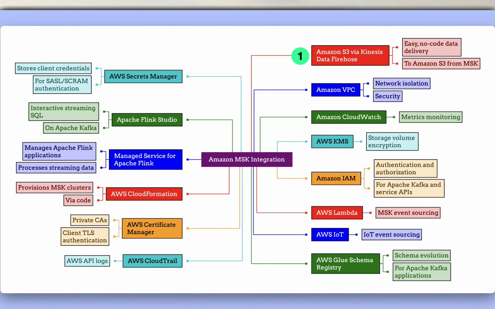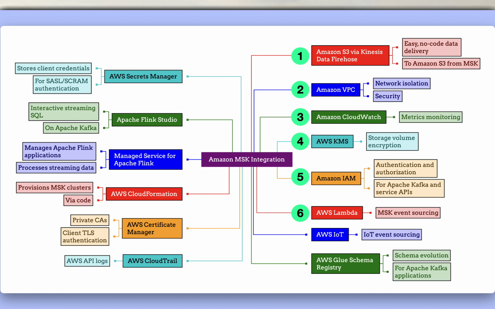1. Amazon S3 via Kinesis Data Firehose enables easy, no-code data delivery to Amazon S3 from MSK. 2. Amazon VPC provides network isolation and security for MSK. 3. Amazon CloudWatch, used for metrics monitoring. 4. AWS KMS enables storage volume encryption. 5. Amazon IAM manages authentication and authorization for Apache Kafka and service APIs.